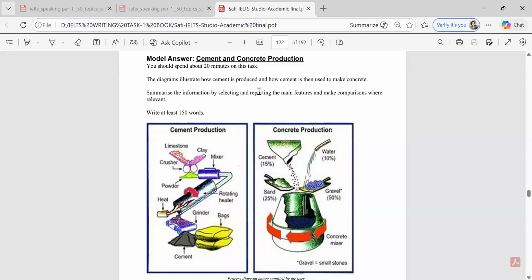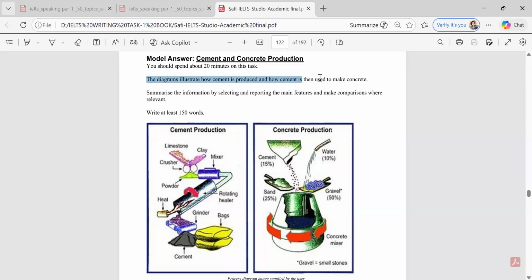So this is the first statement. So the first part is clear. The diagrams illustrate how cement is produced and how cement is then used to make concrete. This is your prompt. This is the general statement.